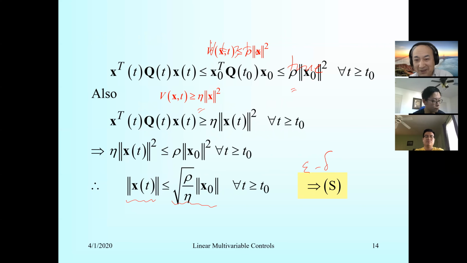So obviously you can use the challenge and respond method. Say, I want my x(t) less than epsilon. Then say, yeah, sure, no problem, if your initial state is less than delta, so delta is a function of epsilon. Then that is a perfect fit to the stability condition. This is a sufficient condition. If this is true, this is stable in the sense of Lyapunov.